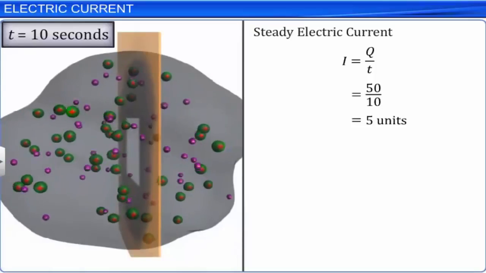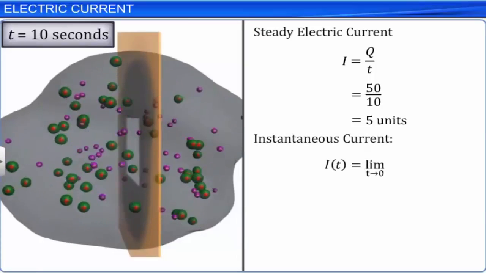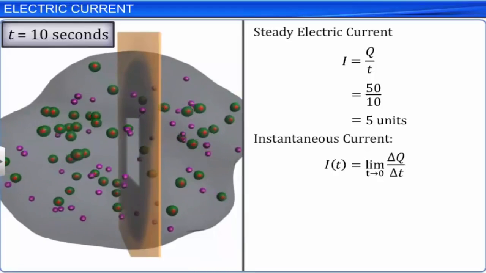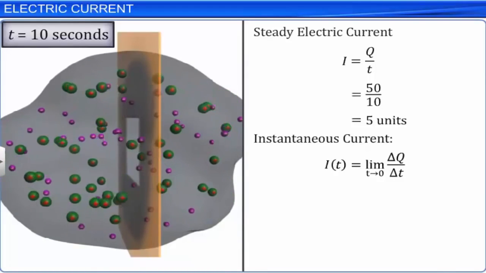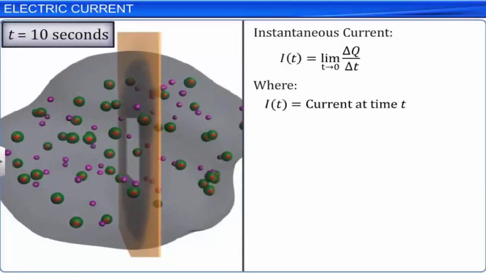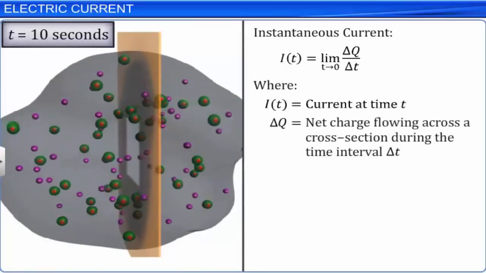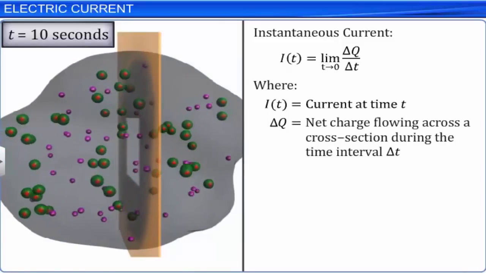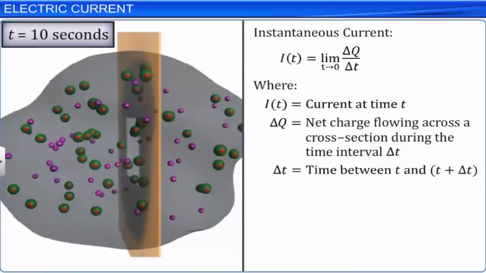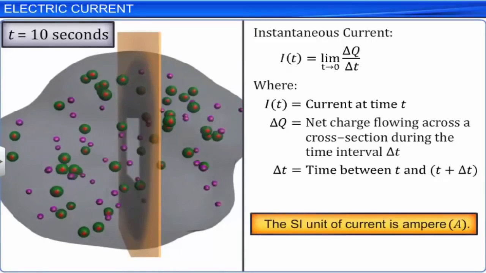Instantaneous current at any time t is expressed as I(t) is equal to the limit as delta t tends to 0 of delta Q by delta t, where I(t) is the current at time t. Delta Q is the net charge flowing across a cross-section during the time interval delta t, that is, between time t and t plus delta t. The SI unit of current is ampere and is represented by A.